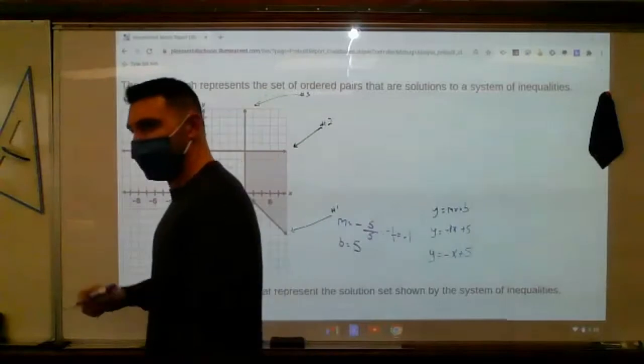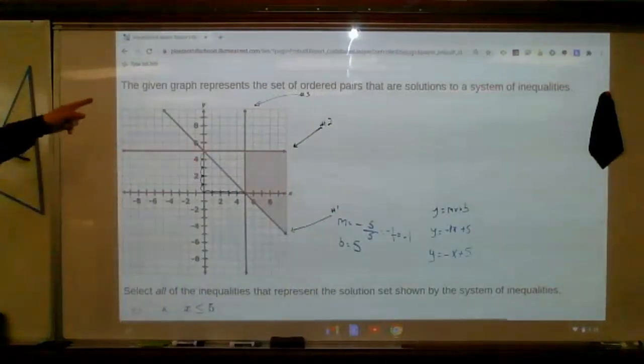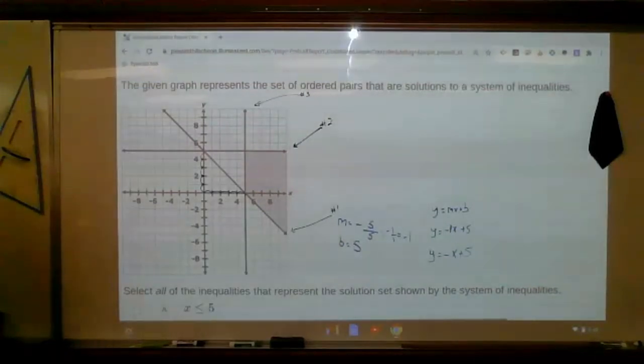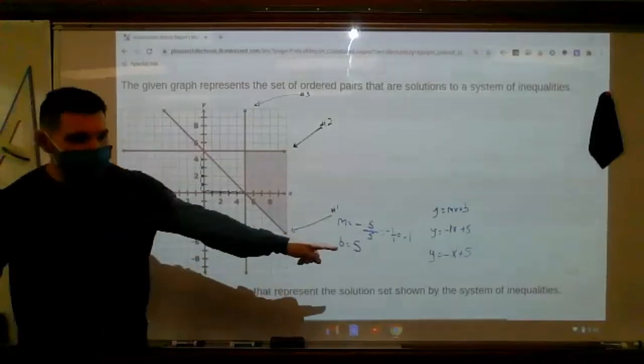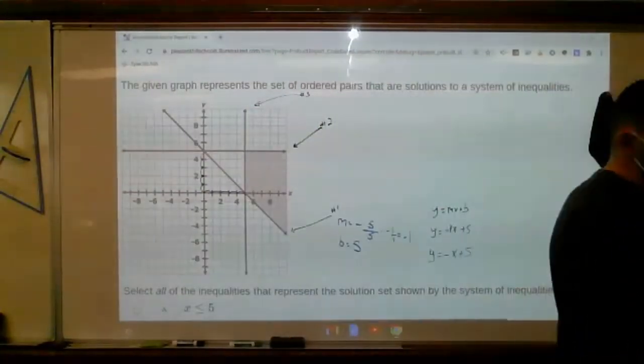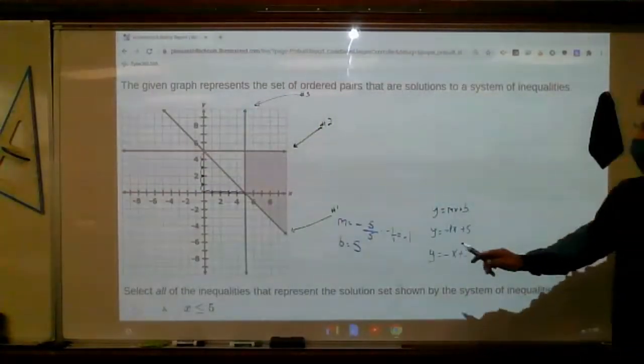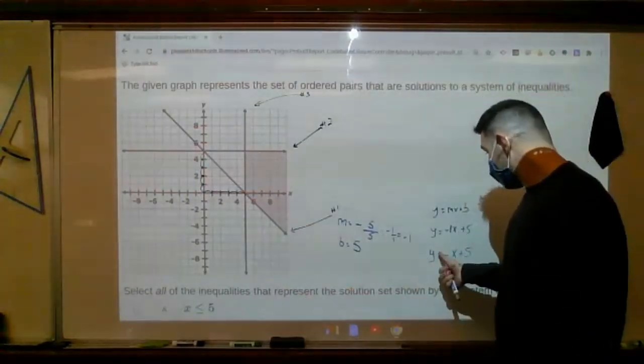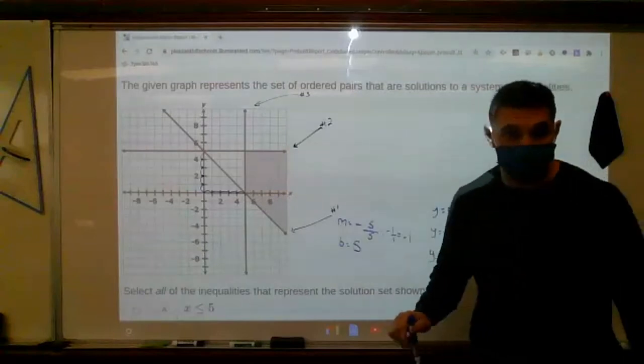Now, let's break this down a little bit more. The given graph represents a set of ordered pairs that are solutions to a system of inequalities. This is an equation, not an inequality. So now we need to look at this line. It's solid, which means that it does keep part of the equal sign.